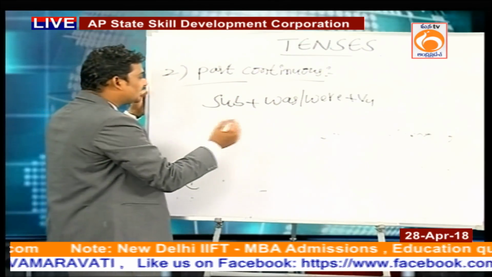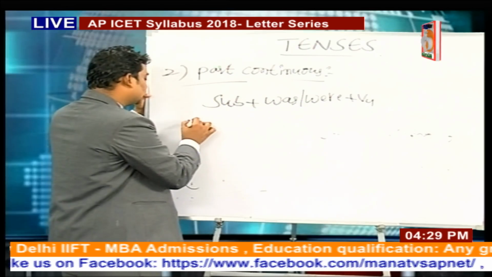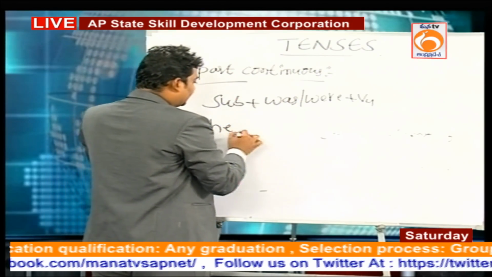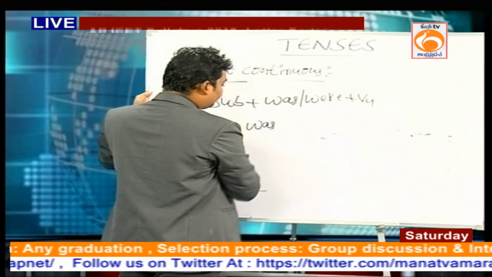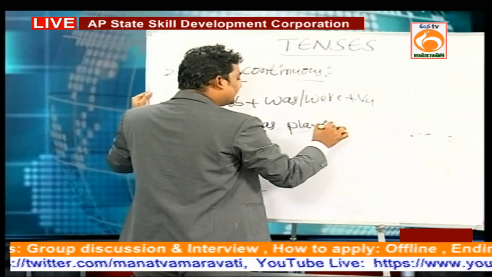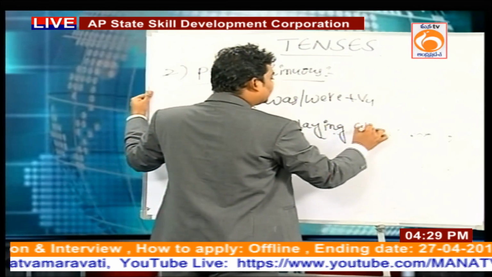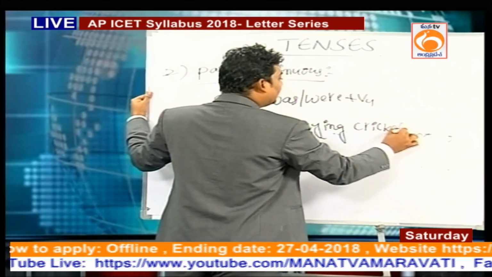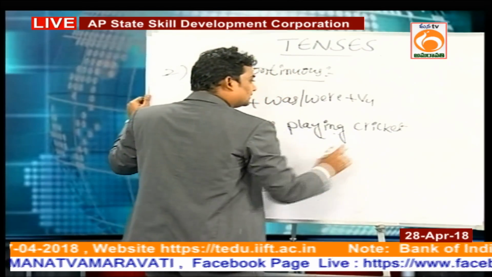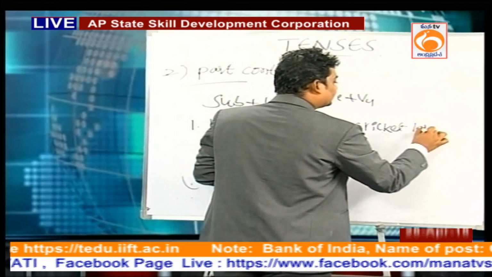Okay. Example for past continuous tense. Example number 1. He was playing cricket last night.